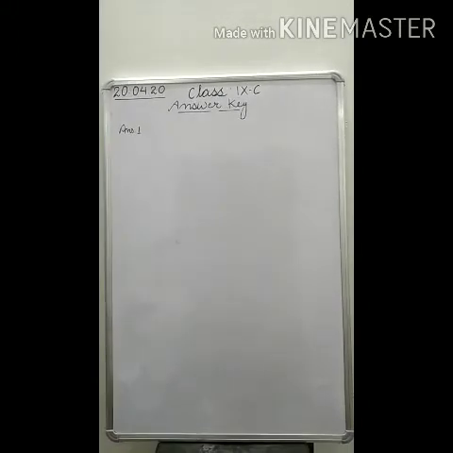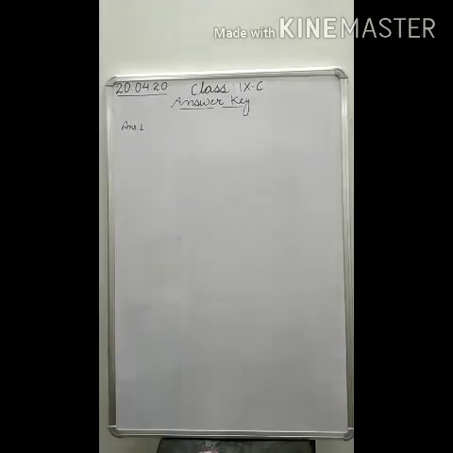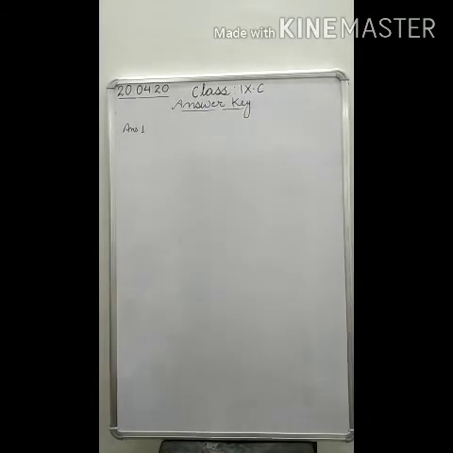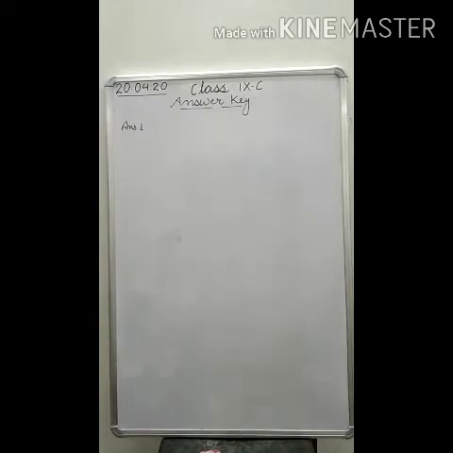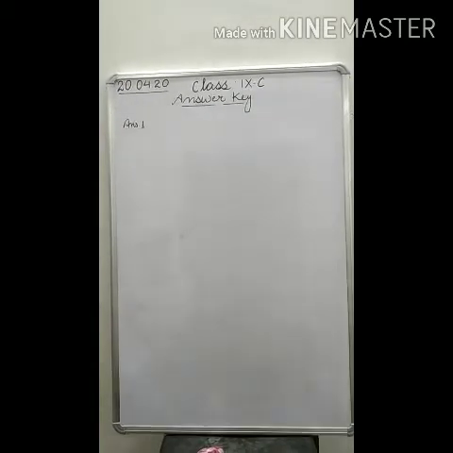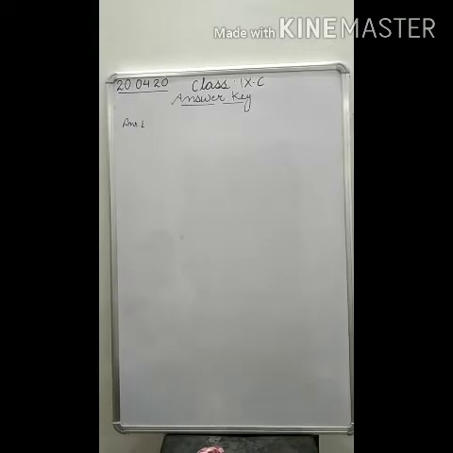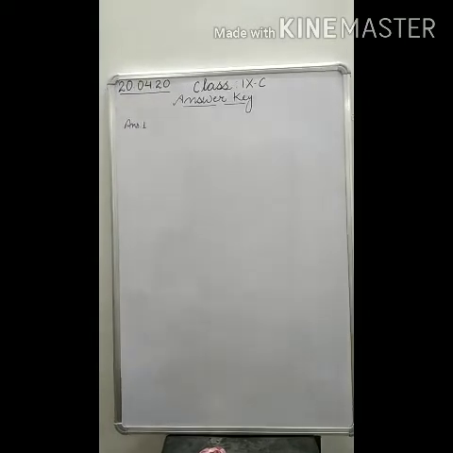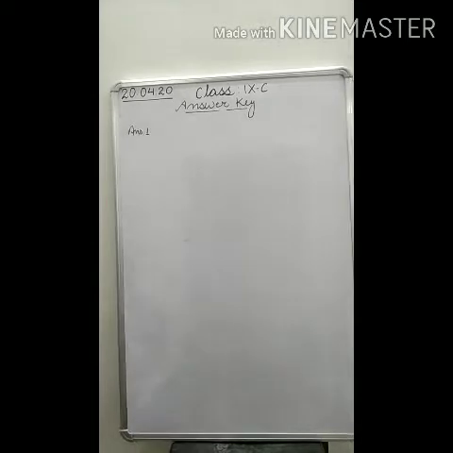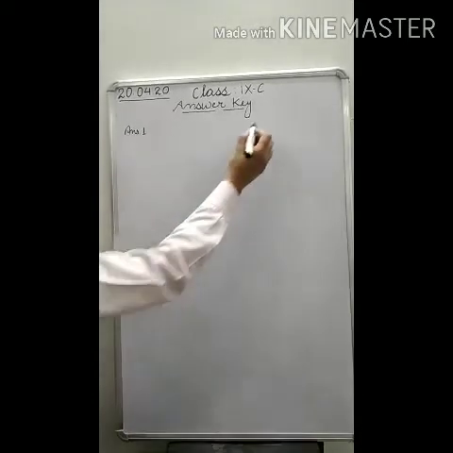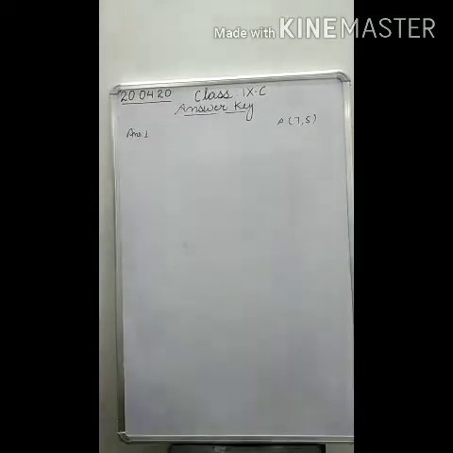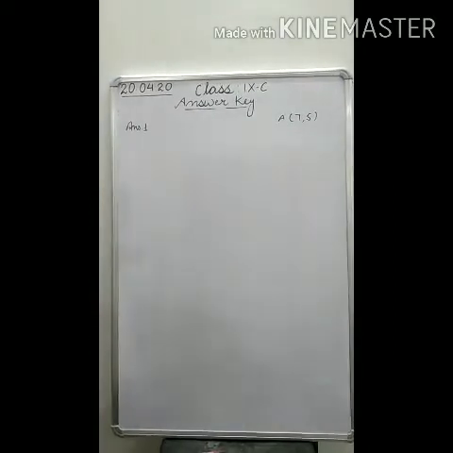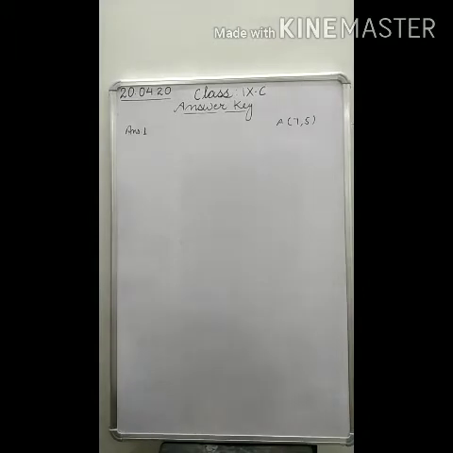Students, in the morning I gave you the test, and now in this video we will discuss the answer key of those questions. In that test, the first question was the perpendicular distance of the point A (7, 5). We have to find the perpendicular distance of this point from the y-axis.